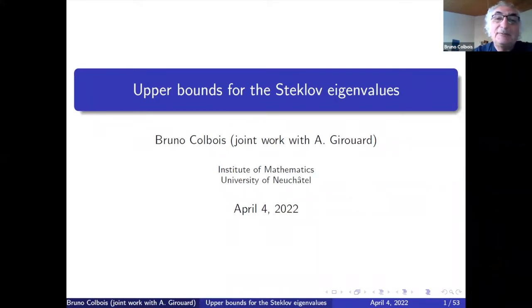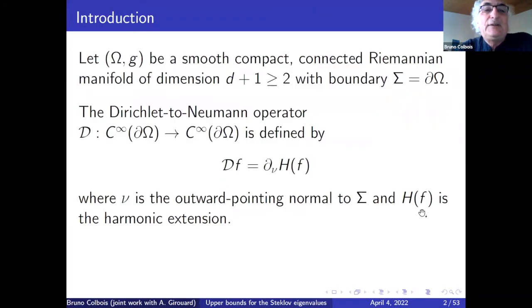So yes, I will speak about this upper bound for the Steklov eigenvalue, and I will begin by recalling a couple of things that we have already heard many times, but it's very important to fix the notation. So I will take a compact connected Riemannian manifold Omega, of dimension d+1, and the boundary Sigma will be of dimension d. And so there is the Dirichlet-to-Neumann operator.